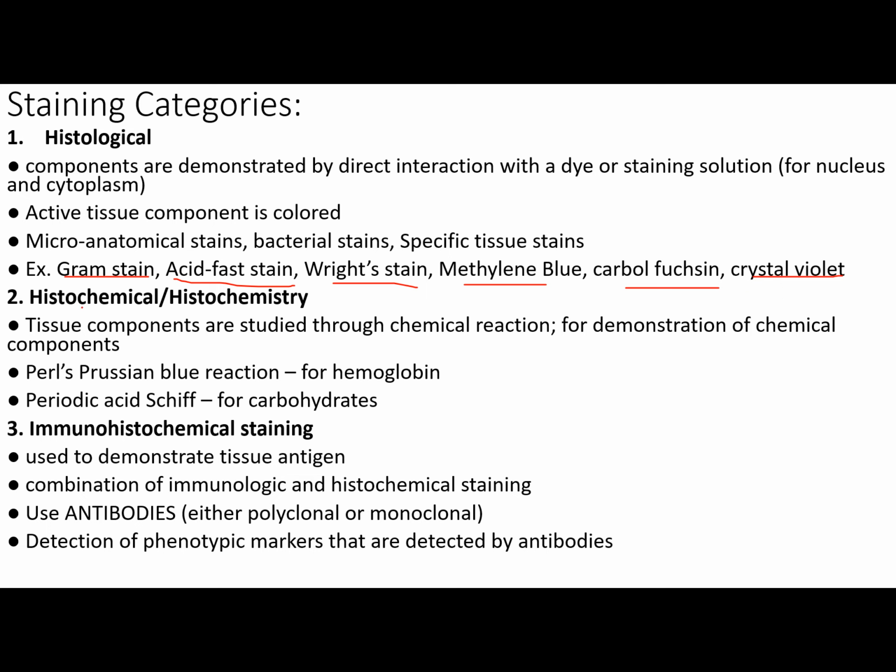Now, the second staining category is the histochemical or the histochemistry. Here tissue components are studied through chemical reaction for demonstration of chemical components such as your Perls' Prussian blue for hemoglobin and your PAS for carbohydrates. Then the last category is the immunohistochemical staining used to demonstrate tissue antigen.